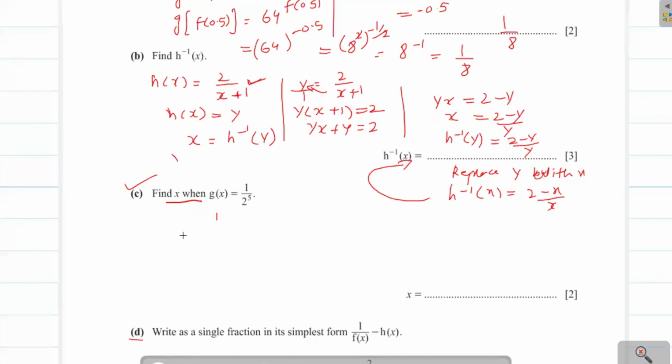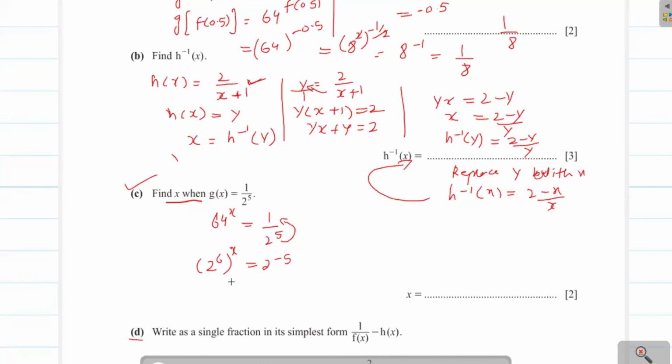Part C, find x when g of x equals 1 over 2 power 5. You know g of x is equal to 64 power x, and this will be equal to 1 over 2 power 5. And if we shift this value from denominator to numerator, it becomes 2 power minus 5. And 64 we can write as 2 power 6.